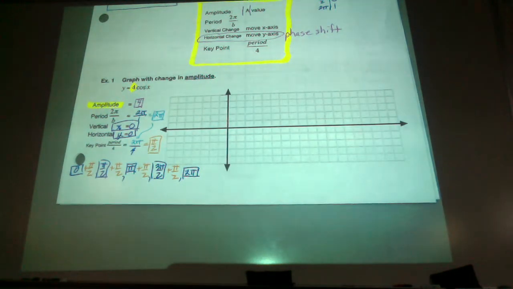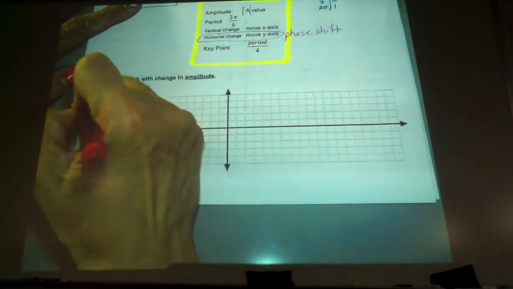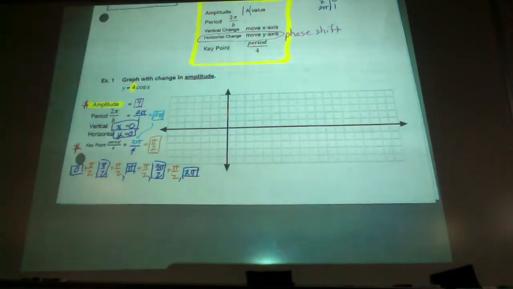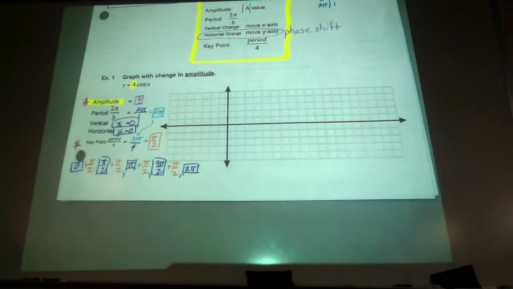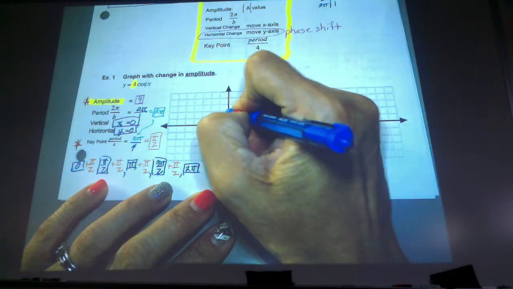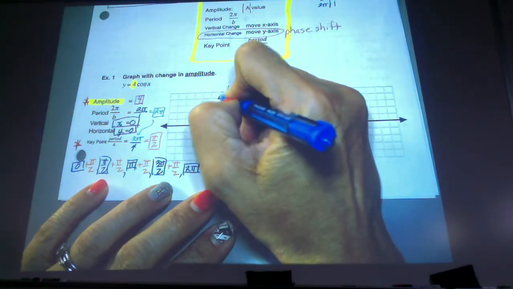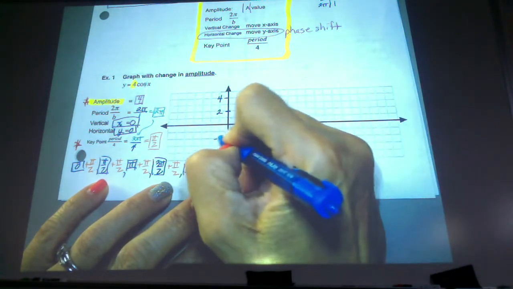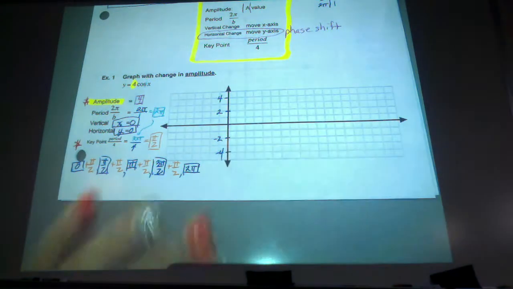And the purpose of that was I need my amplitude and my key points to partition my vertical and horizontal axes. I will always start with my vertical axis first, because my amplitude is how high or how low I'm going to go. So if this is 0, this is going to be 2, and this is going to be 4. This will be -2 and -4.